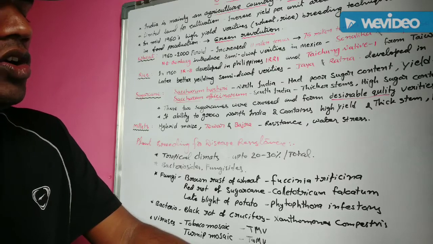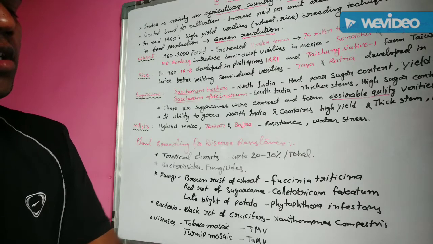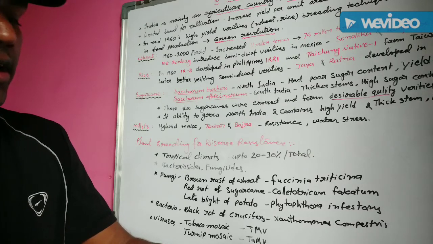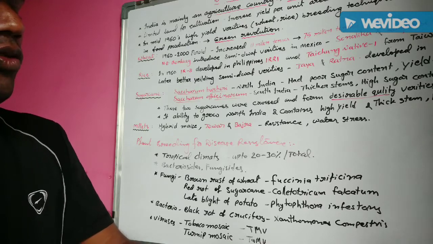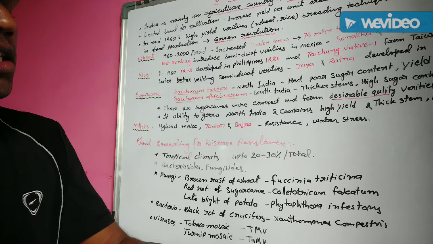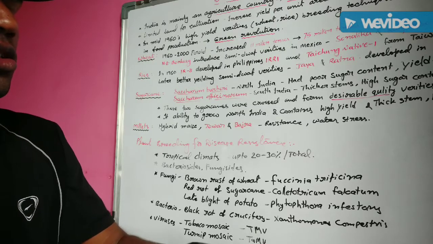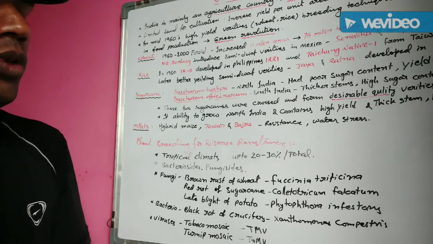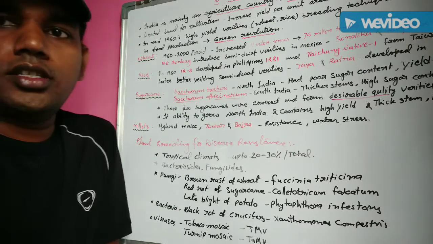Next one, cowpea. It is the Pusa Komal variety. It is resistant to bacterial blight disease. Next one, chili. It is also one of the varieties, Pusa Sadabahar. It is also resistant to chili mosaic virus, tobacco mosaic virus and also leaf curl disease. Look at this table once.